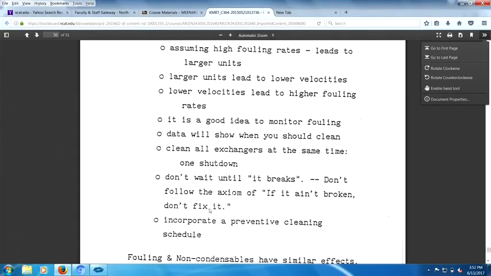If it ain't broken, don't fix it. And don't wait to fix it. Don't wait until it breaks. And there's two good statements. They're both right. They're opposites, but they're both right. Life's a terrible thing. Then you die.